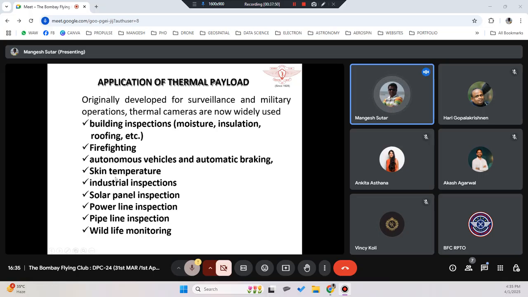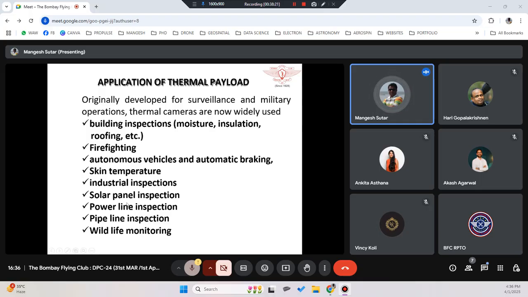Okay. So we are talking about the thermal payload: building inspection, moisture, insulation, roofing, firefighting, autonomous vehicles or automatic braking, skin temperature monitoring. We have seen this used during the COVID times at the airports. They put sensors that could automatically detect the skin temperature or the person's temperature, or industrial inspections, solar panel inspection, where thermal cameras are extensively used.